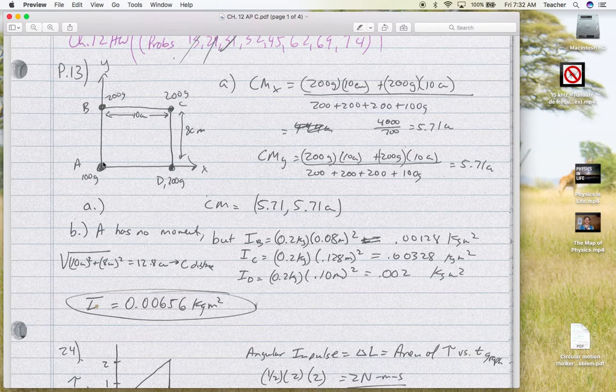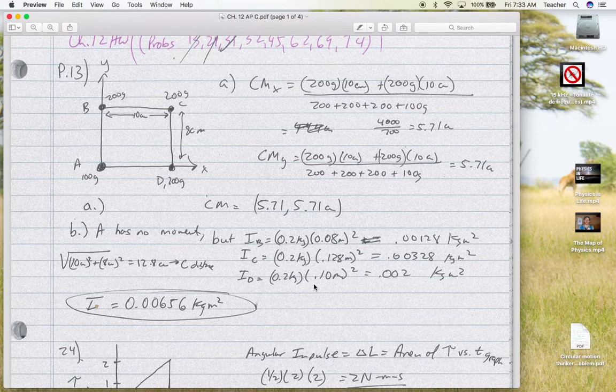So if we look at this, B is 8 centimeters away from A, so I would do mr squared for that because it's a point source, which acts like all the mass is at 8 centimeters away. For D, 200 grams or 0.2 kilograms is 10 centimeters away. For this one, 200 grams, if it was rotating about this point, I'd have to use the Pythagorean theorem, and that's 12.8 centimeters away.